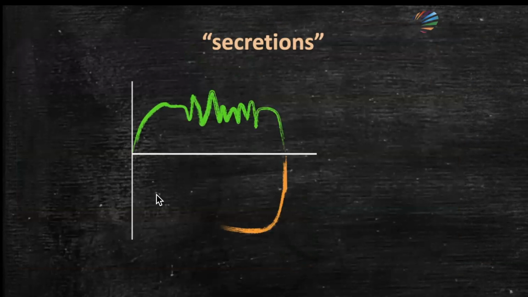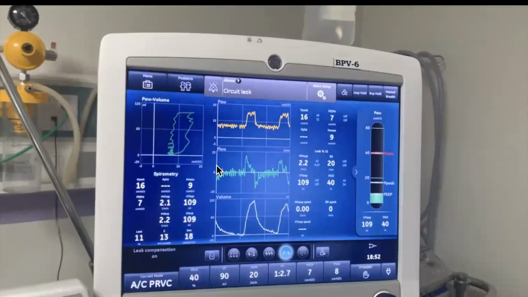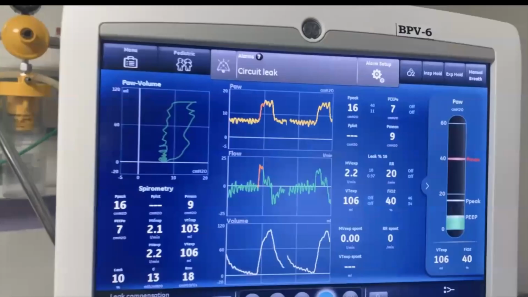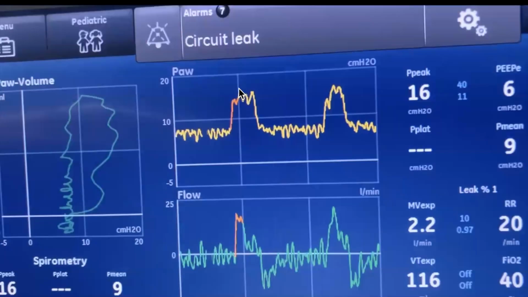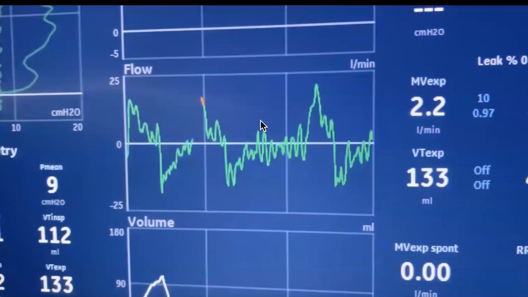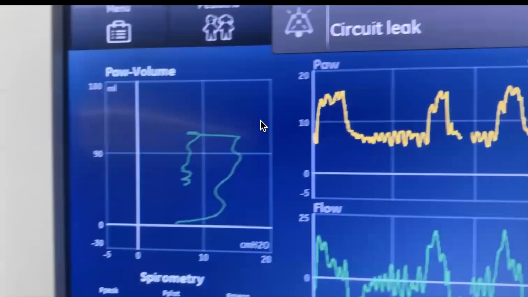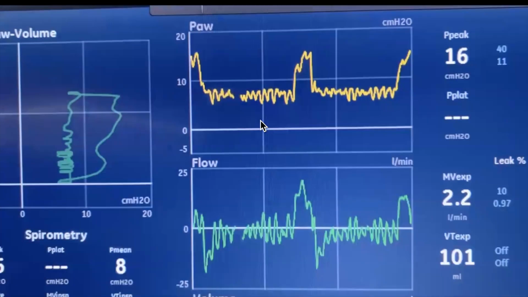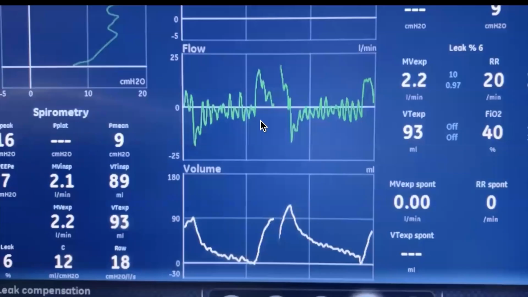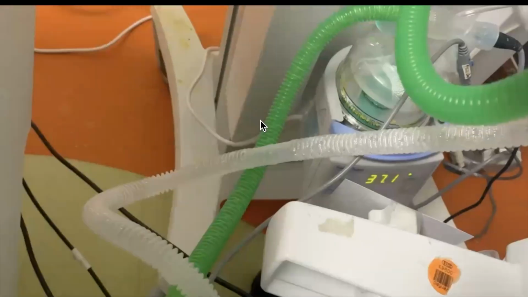When there are secretions or water trapping in the ventilator circuits, you will see this kind of morphology. So this is the auto triggering, and as we already discussed, both pressure triggering as well as flow triggering systems will have this problem when there is water in the circuit.